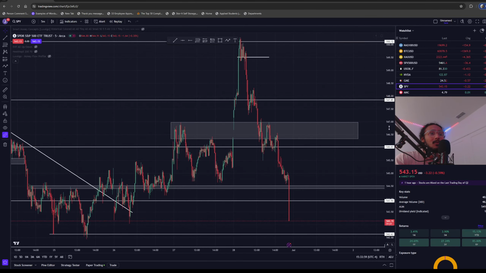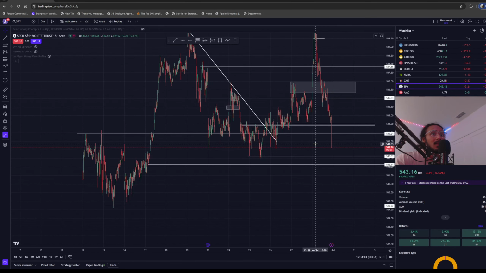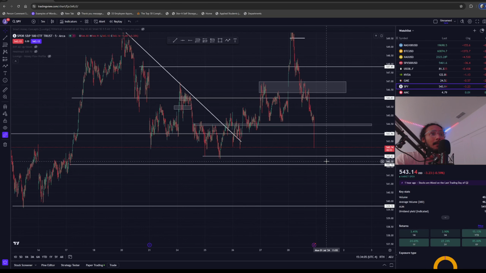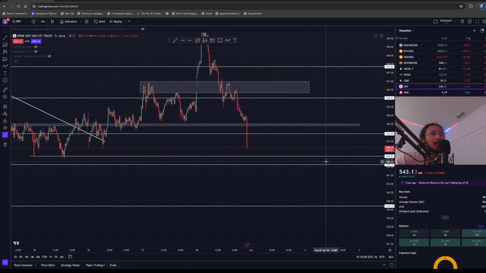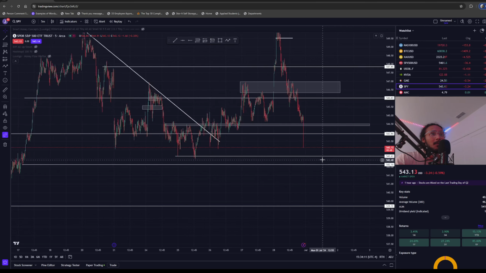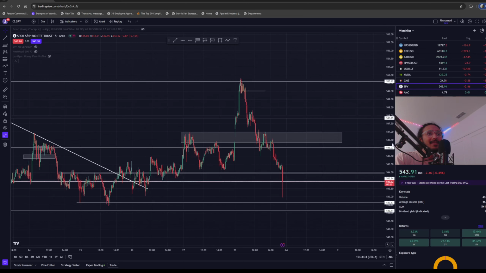Holy moly, that is so much red. Wow. Well, the shorts on that would have been insane. But yeah, that's just the trade recap for the day.